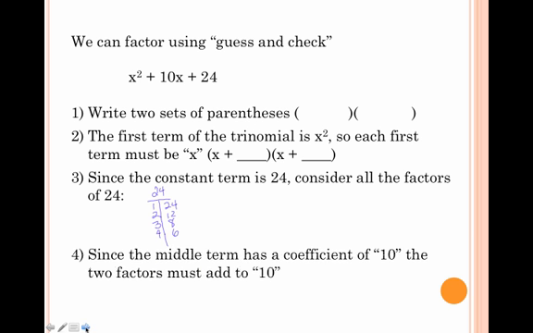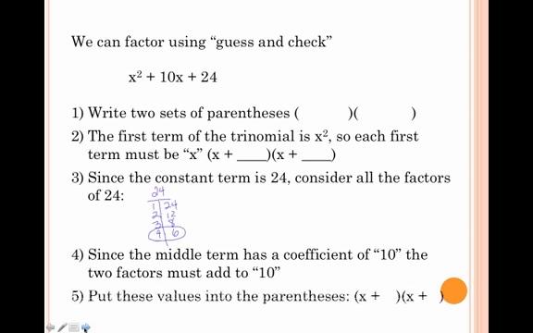And that's going to be all the factors that I can get to multiply together to give me 24. Well, since the middle term has a coefficient of 10, I know that my factors have to add to give me 10. So here are the factors that are going to add to give me 10. So now I'm just going to put those values into the parentheses. I've got x plus 4 and x plus 6.